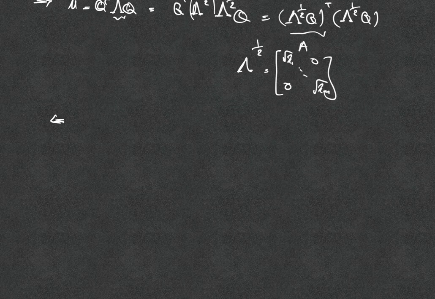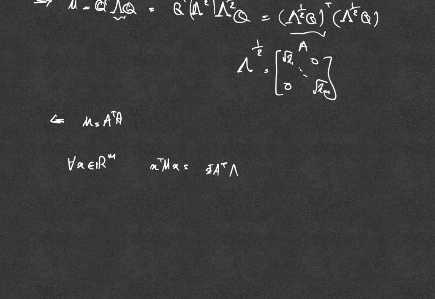Now for this side of the equation, you assume the otherwise. You assume that M is A transpose A. Obviously, for any x, if you consider this, it becomes this value, which is larger than or equal to 0, and this completes the proof.